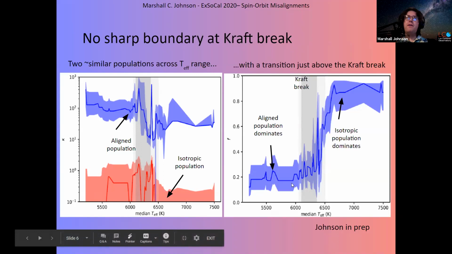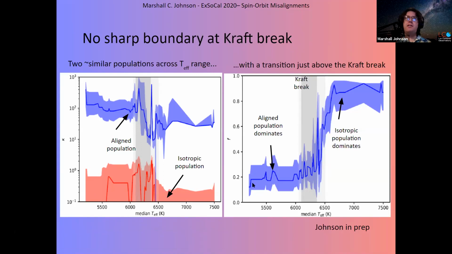For the cool stars, only about 20% of the planets are in the isotropic population, whereas it's more like 80 or 90% for the hotter stars. And interestingly, the transition between these two regimes isn't just a sharp transition at the Kraft break, but rather more gradual. There's still a significant population of aligned planets even for early F stars.